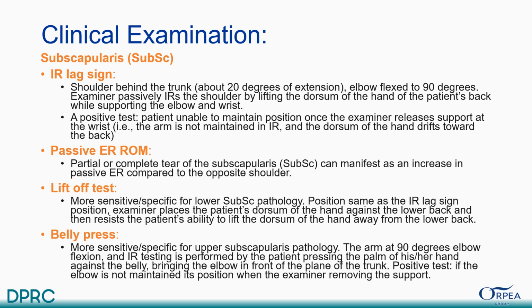And for the belly press test, the arm is at 90 degrees of elbow flexion and internal rotation. The test is performed by the patient pressing the palm of the hand against the belly, bringing the elbow in front of the plane of the trunk. So one is behind the back and the other is on the belly. The positive test for the belly press test is that the elbow is not maintained in this position when the examiner removes the support.